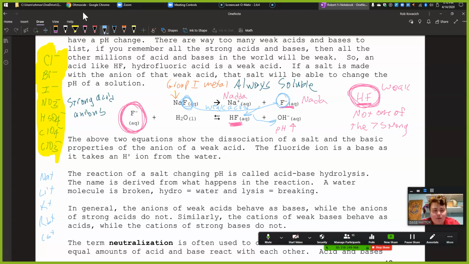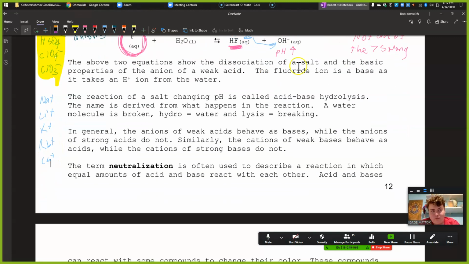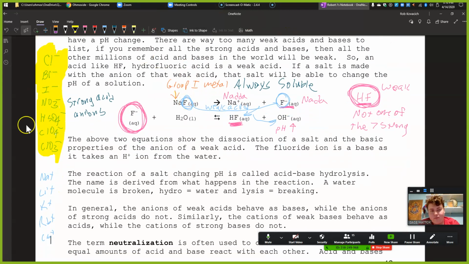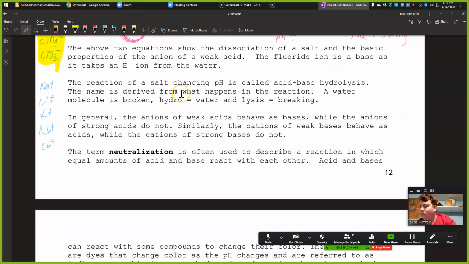So as long as you remember these ones here on the left, the anions for the acids and just group 1 metals, you know that pH is going to change if it's not one of these. Okay? All right. None of these things here on the left can change pH, which means everything else can change pH. It would need to be dissolvable. It has to be soluble for it to change pH. So if it doesn't dissolve, then it doesn't matter.